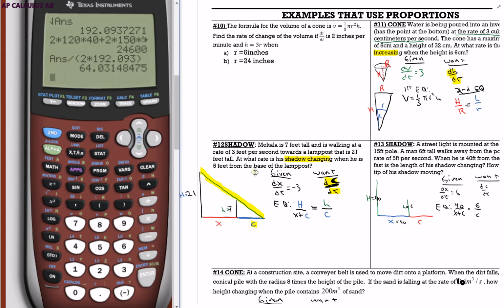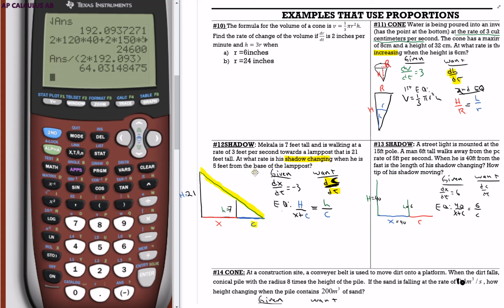All right, here we are on the last ones that use proportions. And there's a bunch of other types of problems too, but we're kind of focusing on these ones because they appear a lot. But it's used proportions, which means it's either a cone or that like shadow problem.